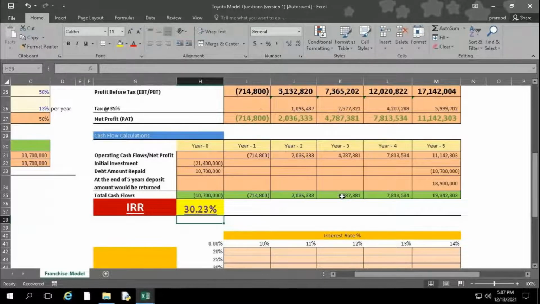Sir, tomorrow will the Excel sheet be allowed for us to work out, to do our workings? I don't know. Just give me a minute. I'll confirm to you.